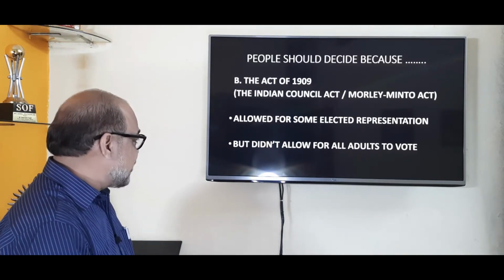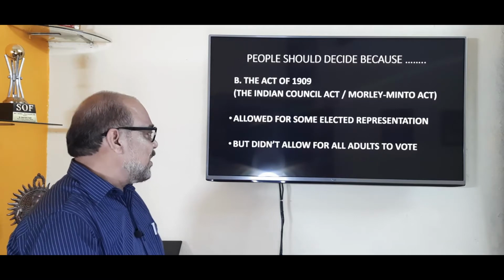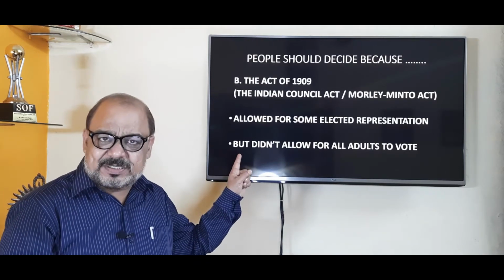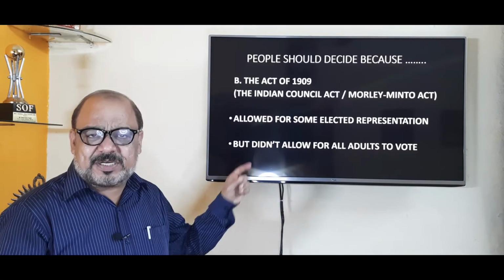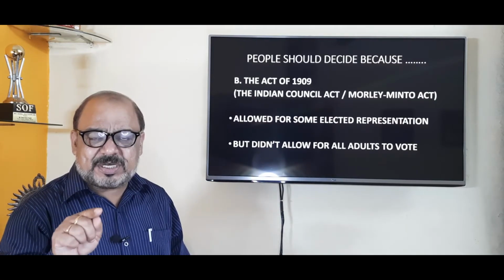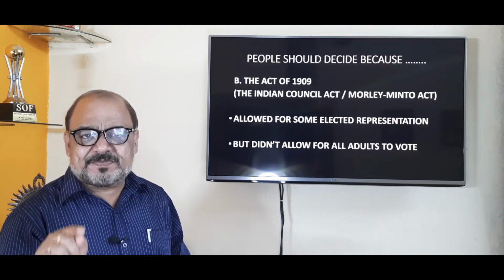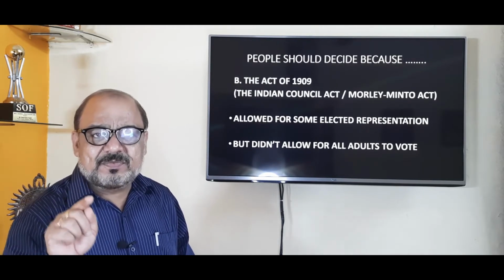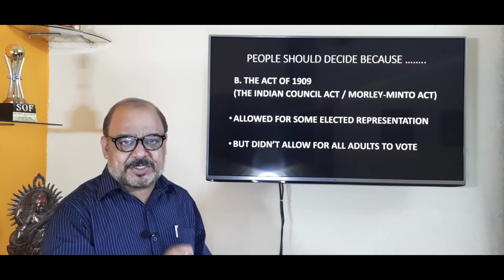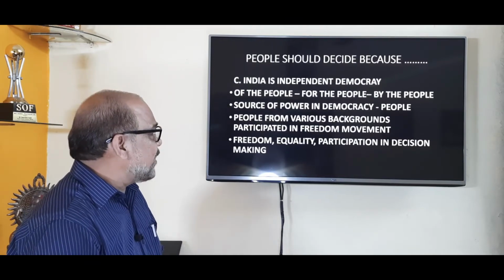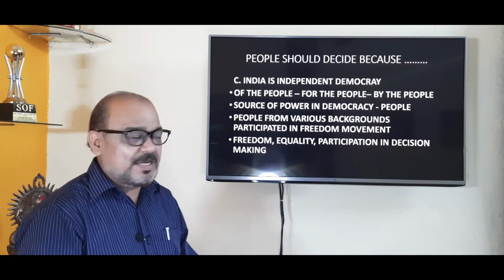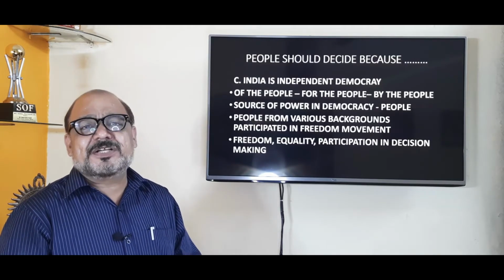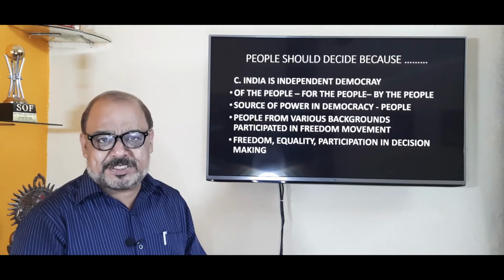Point number two, but it didn't allow for all adults to vote. This act, the Morley-Minto Reforms Act or the Indian Council Act, didn't allow all adult citizens of India to have the right to vote. This was very important. People should decide because point number C, India is an independent democracy. We got independence from the British on 15 August 1947.